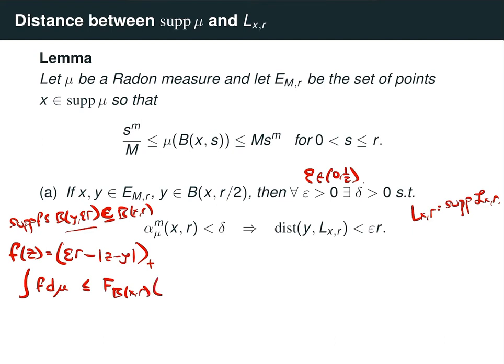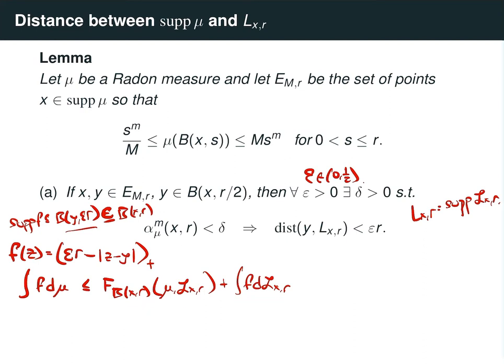the integral of f dμ is at most the F distance in this ball between μ and curly L_{x,r}, plus the integral of f against curly L_{x,r}. So recall that the supremum of the difference of these two integrals over all 1-Lipschitz functions f is equal to this F distance.